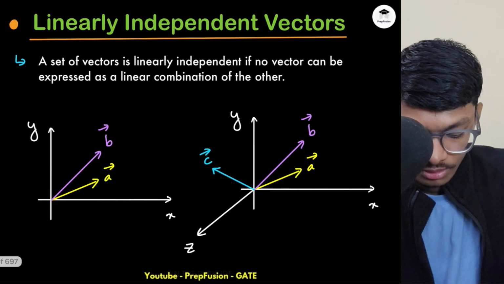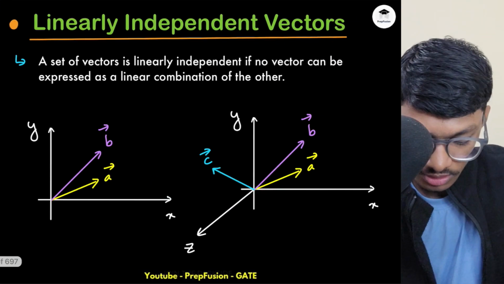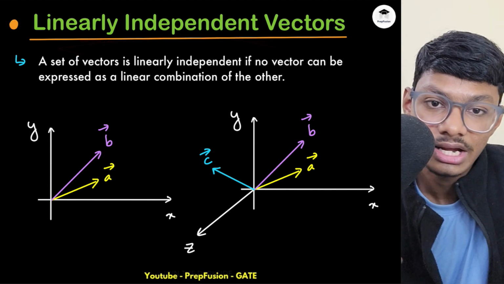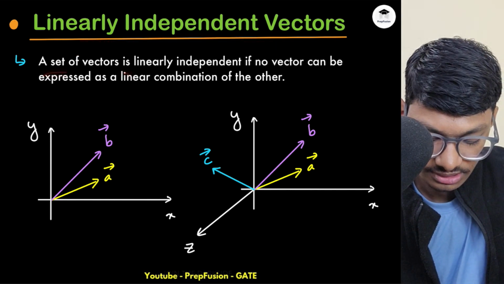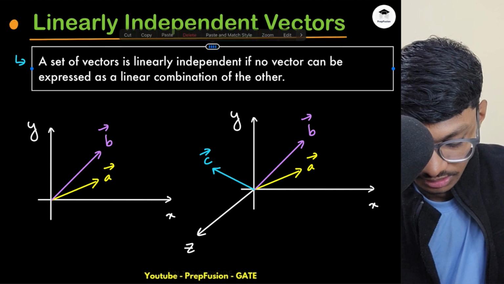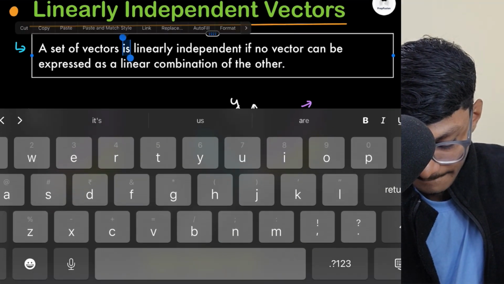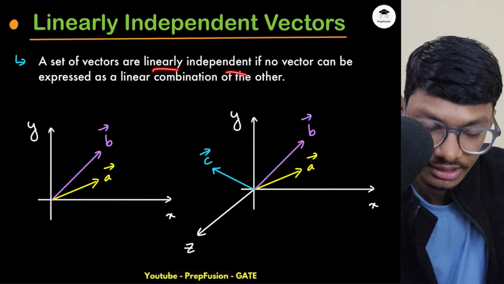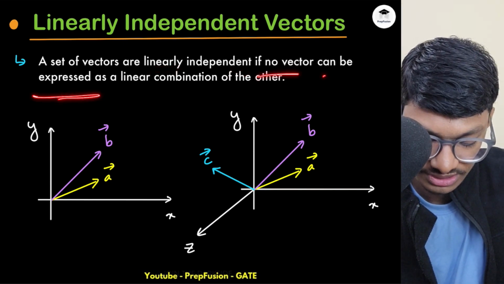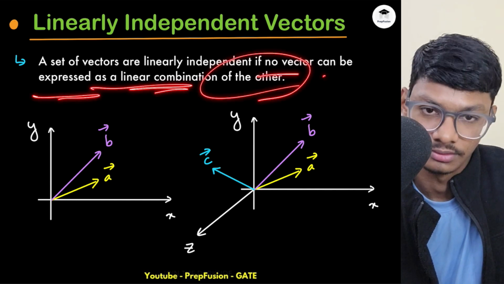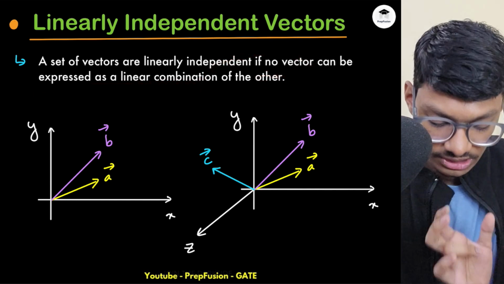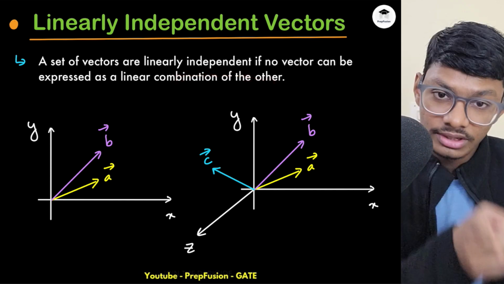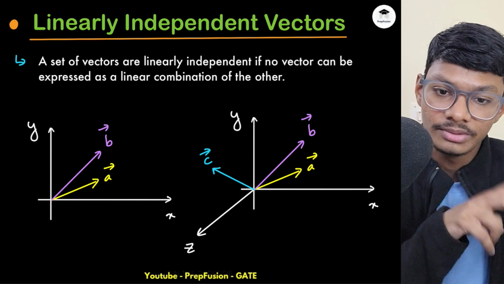Okay, that was about the set of vectors. Now let's understand set of linearly independent vectors. What are linearly independent vectors? A set of vectors are linearly independent if no vector can be expressed as a linear combination of the other. Only then are they linearly independent. If they are linearly dependent, that means one vector can be represented in terms of the other.